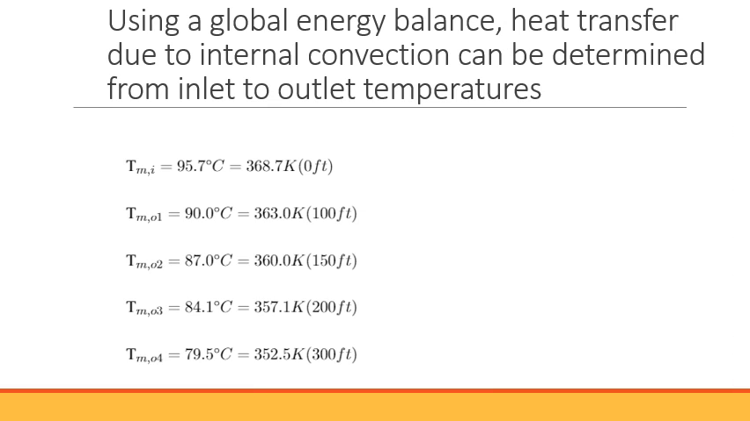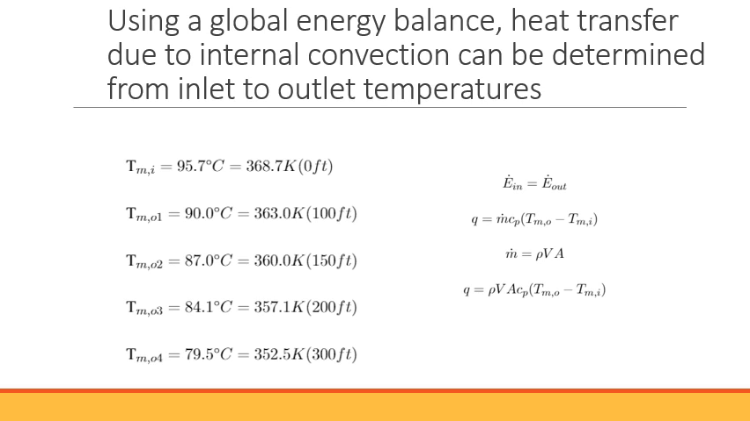Now that we have the inlet temperature and outlet temperatures for hose lengths of 100 feet, 150, 200, and 300 feet, which are recorded on the left along with the inlet temperature at 0 feet of hose, they are converted to Kelvin. Because of the small internal diameter of the hose, about 1/4 of an inch, we can accept that the measured temperature from the thermocouple is the mean temperature, T_mi or T_mo for inlet and outlet temperatures.